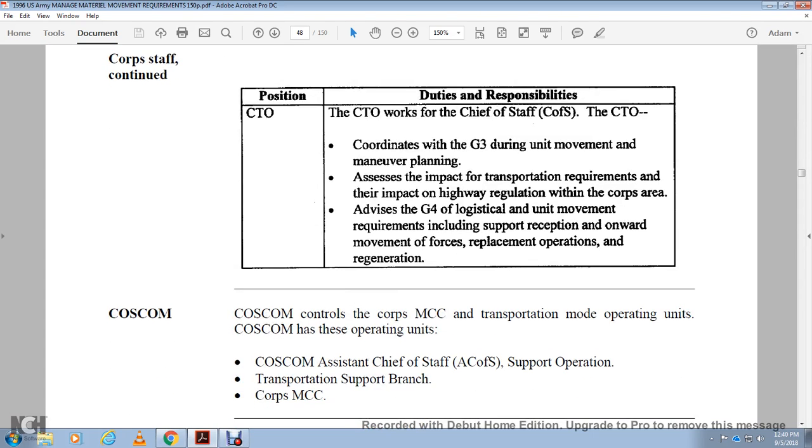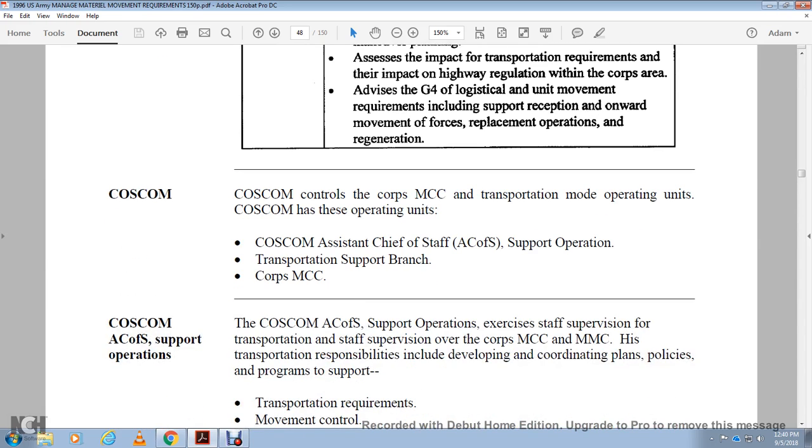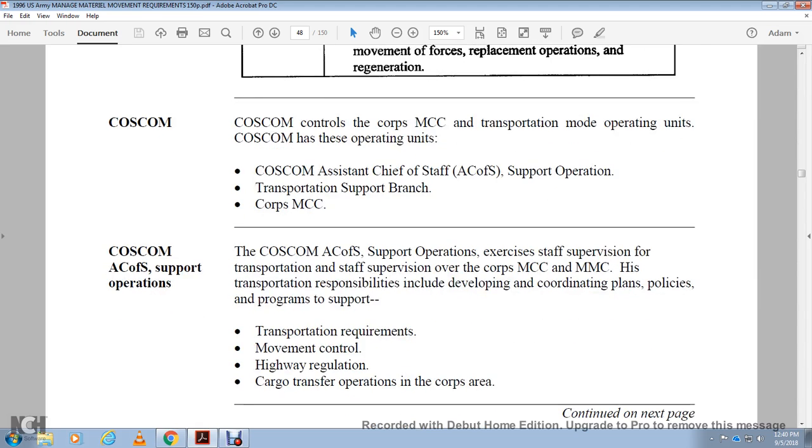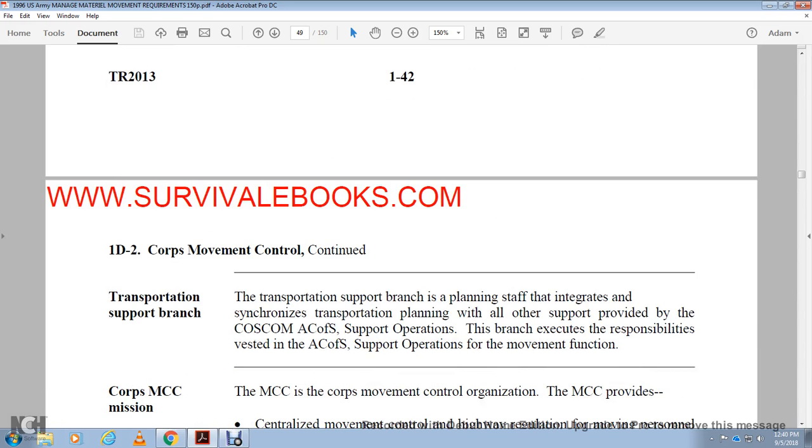and generation in the corps. The corps command controls the MCC, the transportation mode operation unit, and the corps command operation. The corps command assistant chief of staff for support operations and the transportation support branch, corps MCC, the corps command ACOFC, assistant chief of staff that supports operations, provide staff supervision, the transportation staff supervision over the MCC and MMC, as the transportation responsibility, including developing coordinated plans and policy programs to support transportation requirements, movement control, highway regulation, and cargo transfer operations in the corps area. The transportation support branch planning staff integrates and synchronizes the transportation planning, although other support is provided through the corps command.